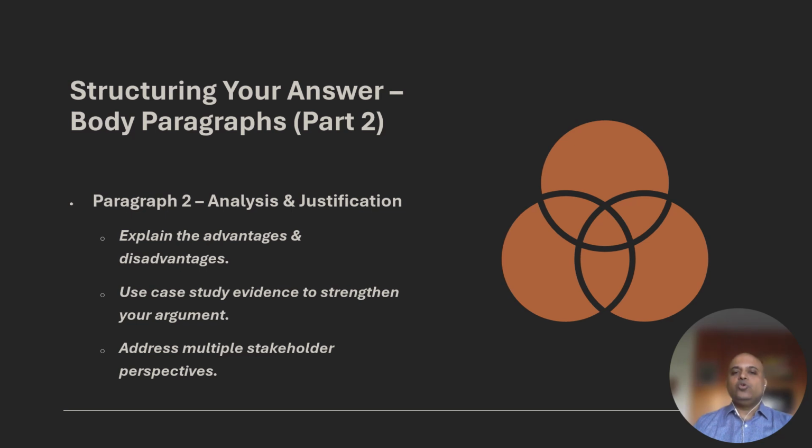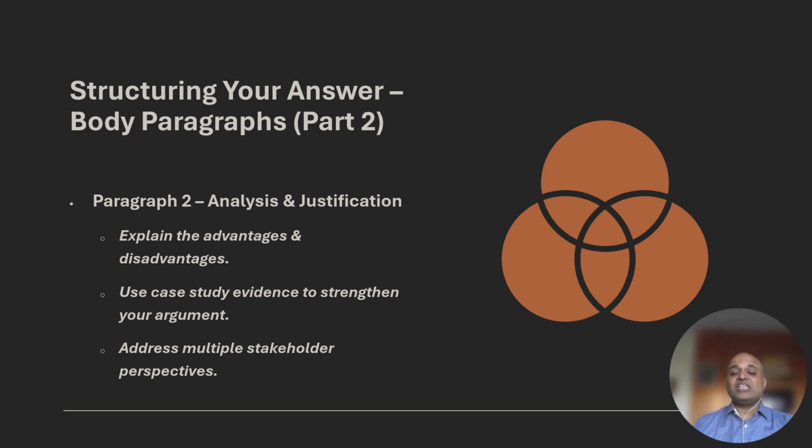Step 2. Use case study evidence to back it up. This is where IB rewards you for actually using the provided case study information. Don't ignore it. Use specific numbers, facts, and data from the case study to justify your argument.